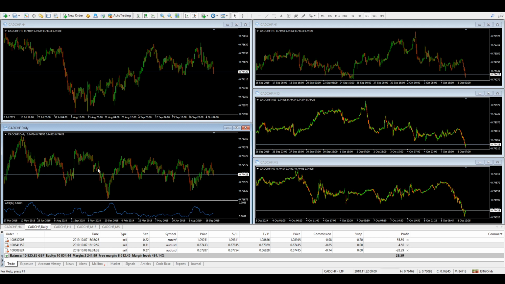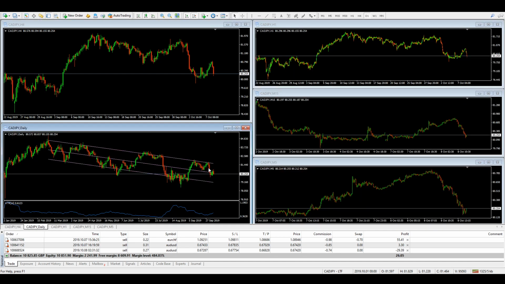So looking at CAD/CHF here, very choppy, sideways market, not really the kind of stuff that I'm looking for, not good value in that. Good way to lose money, in my opinion, and I don't want to lose money.